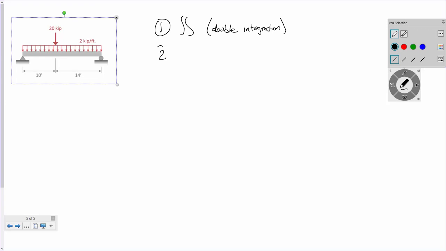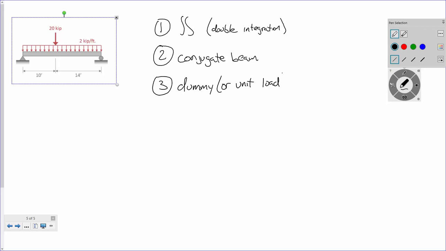Okay? You could use conjugate beam. But I don't like conjugate beam if you've got distributed loads. Conjugate beam is for when you have a whole bunch of point loads, because the geometry is a whole lot easier to handle from a conjugate beam standpoint than the integrals are from a double integration standpoint. Okay? A third way of doing it is the dummy load or unit load method.